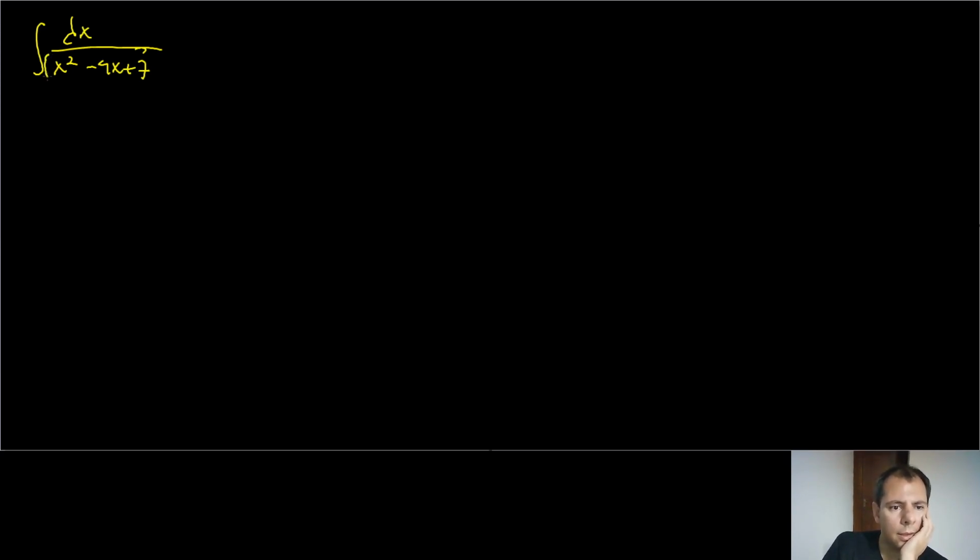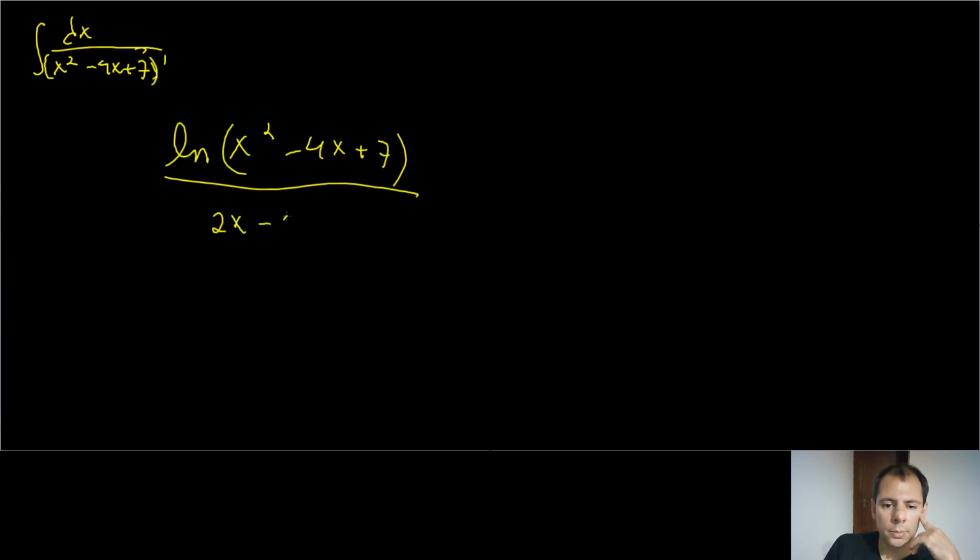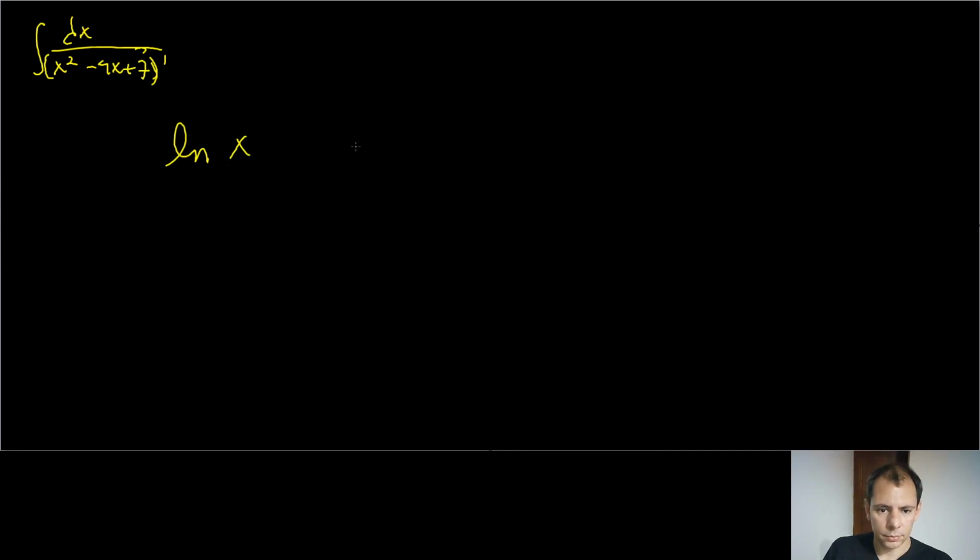You realize that all of this is being elevated to the power of 1, so you could do ln of x squared minus 4x plus 7, but then you have to divide by the derivative of the inner function, which is going to be 2x minus 4. You would have to have a 2x minus 4 in here, but you don't, so you can't do that.